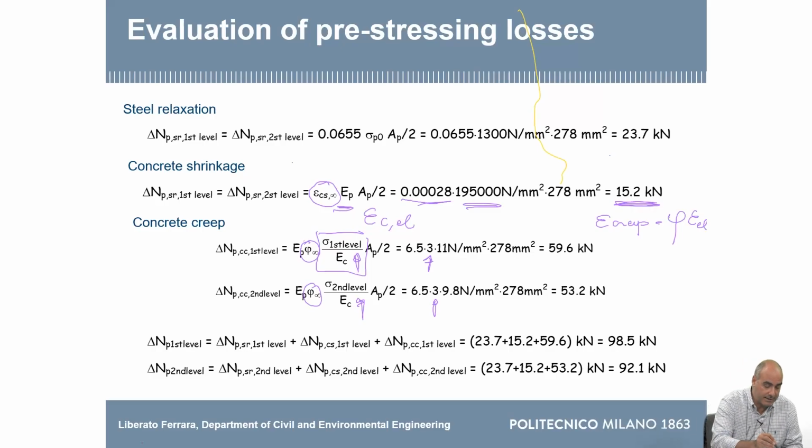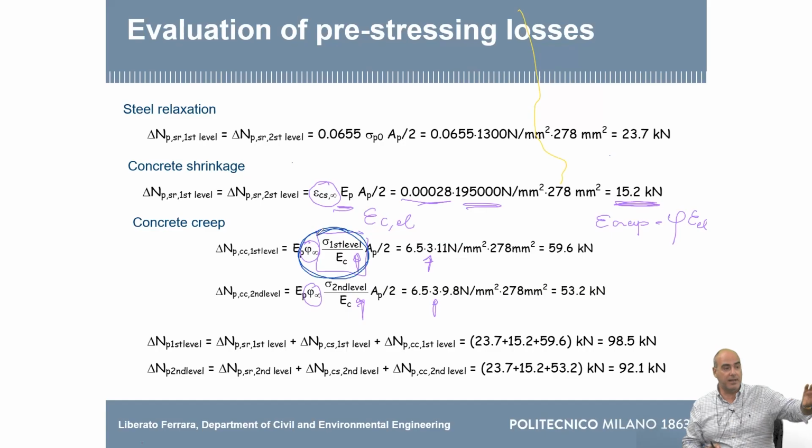So this one that I am circling in blue is the creep strain. Now you want to go from concrete to steel. So this creep strain is the one that concrete is experiencing, but because of bond, steel is experiencing the same strain.